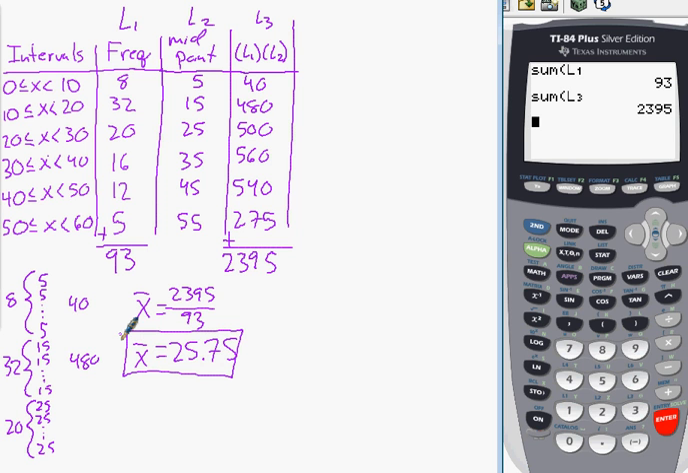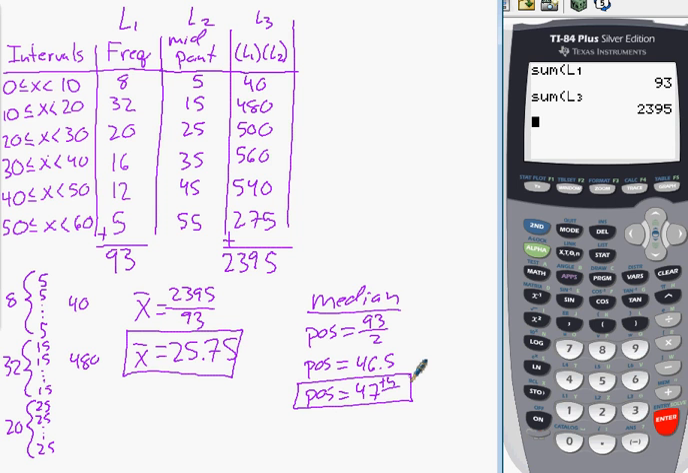So that's the mean. Now, if we want the median, that's a little more interesting, because the first thing we need, of course, is the median position. And we know the position is going to be the number of data divided by 2. So this turns out to be 46.5, which means we always go up, and that's going to be the 47th position.